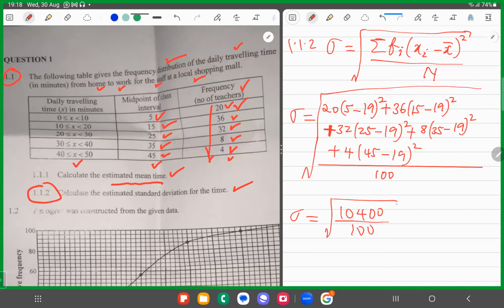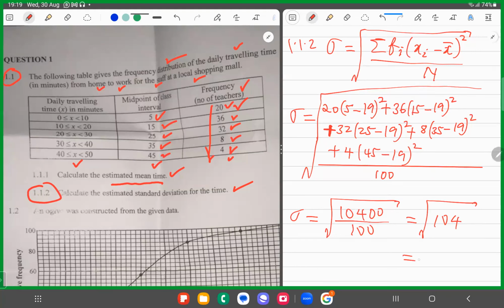We divide by 100. Right, because if you say 20 into 5 minus 19, and then you have 36 into 15 minus 19, you have 32 into 25 minus 19, you have 8 into 35 minus 19, you have 4 into 45 minus 19. Right, so at the end of the day, you have 10,400. If you divide the 10,400 by 100, it becomes 104. And then you get the square root of 104.